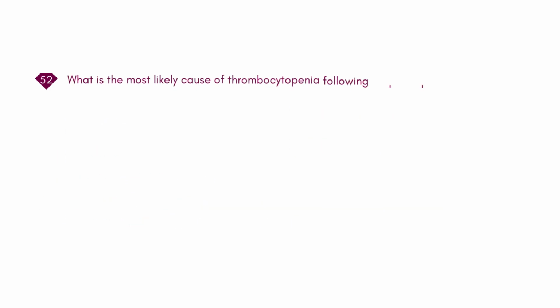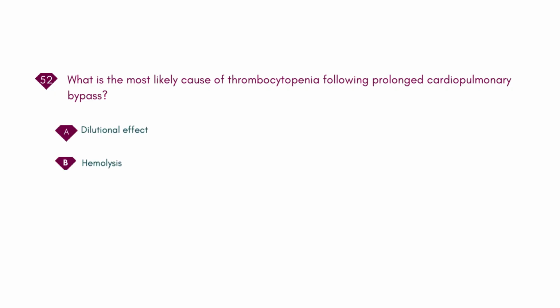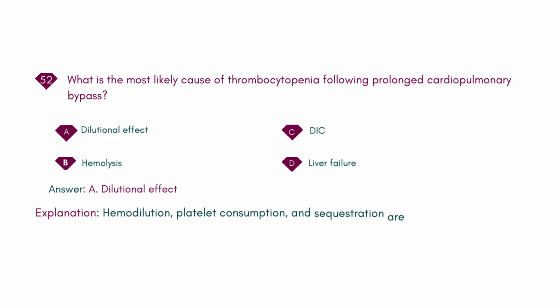What is the most likely cause of thrombocytopenia following prolonged cardiopulmonary bypass? A. Dilutional effect. B. Hemolysis. C. DIC. D. Liver failure. Answer: A. Dilutional effect. Explanation: hemodilution, platelet consumption, and sequestration are major causes of thrombocytopenia after prolonged CPB.